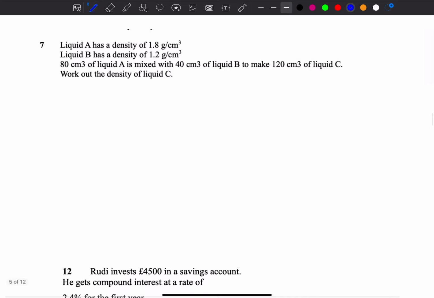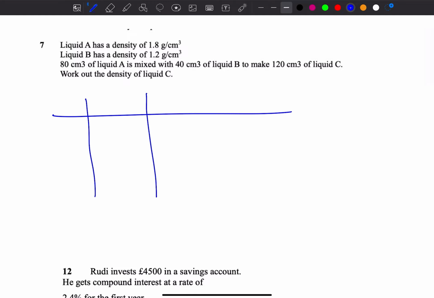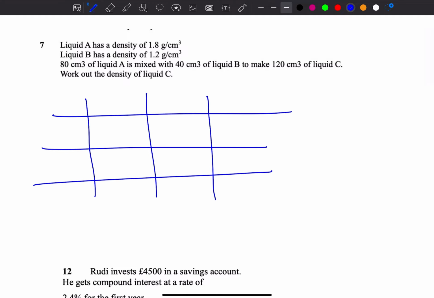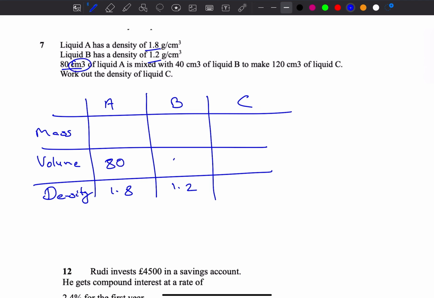A liquid A has a density, so this is the density question. ABC, mass, volume, density. A has a density of 1.8. B has a density of 1.2. Say the volume is in centimeters cubed. So 80 for the A, 40 for the B, that makes 120 for C. We know because when you add 80 and 40, it's already 120, right?